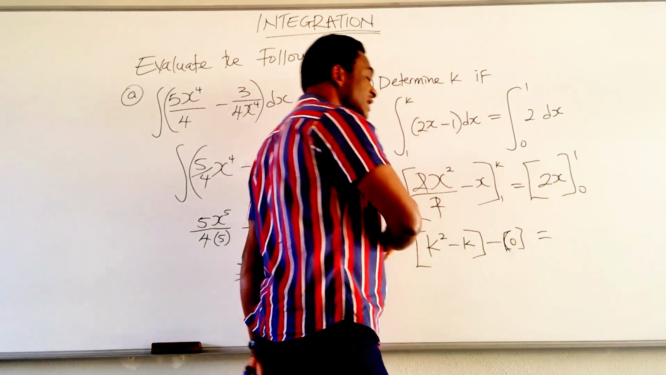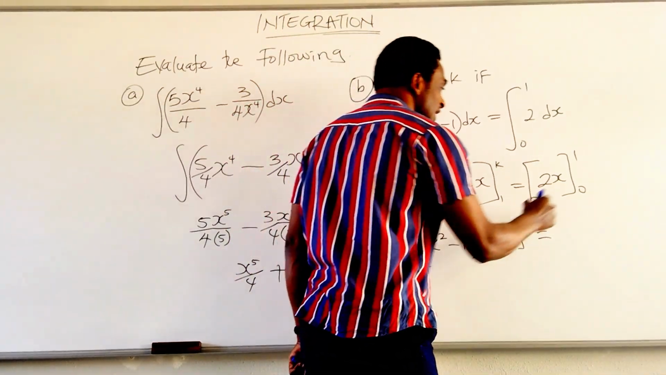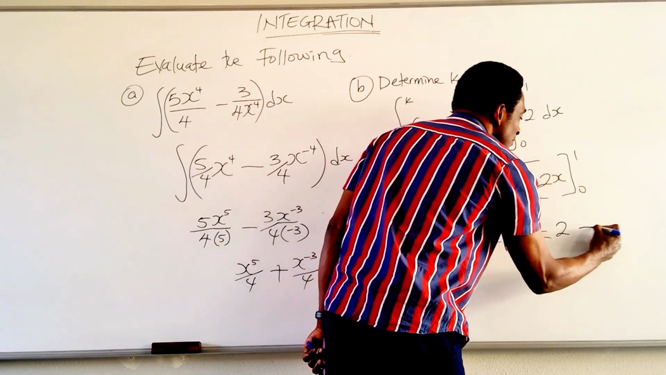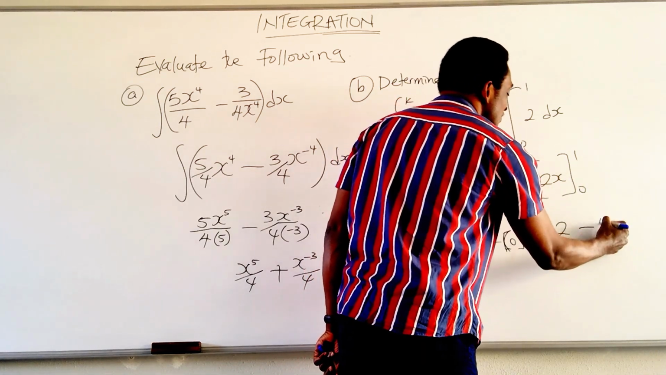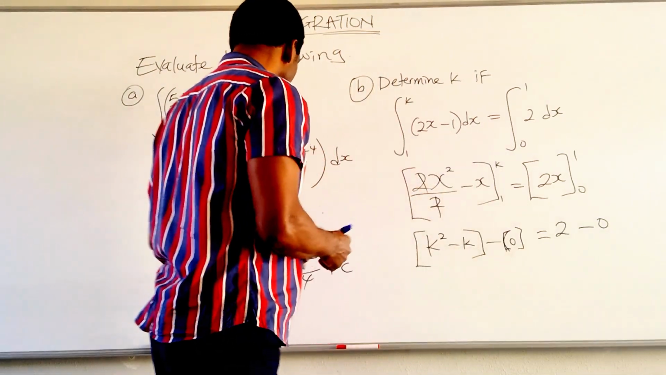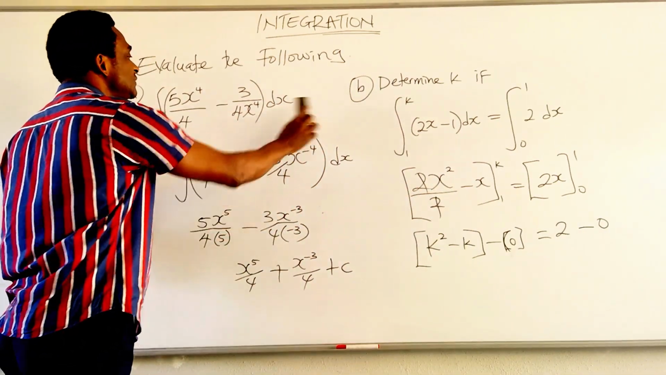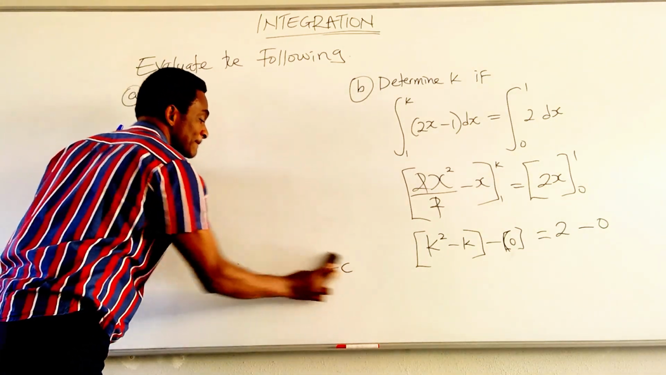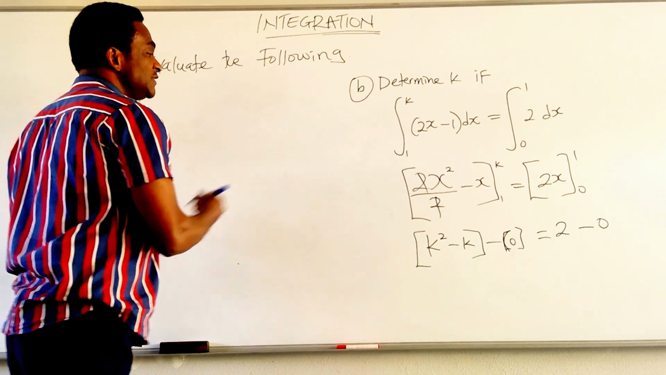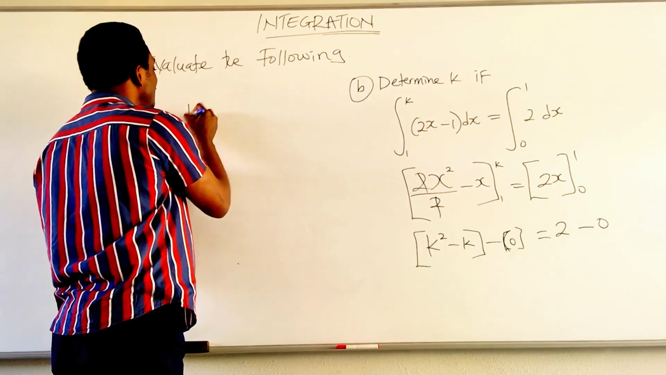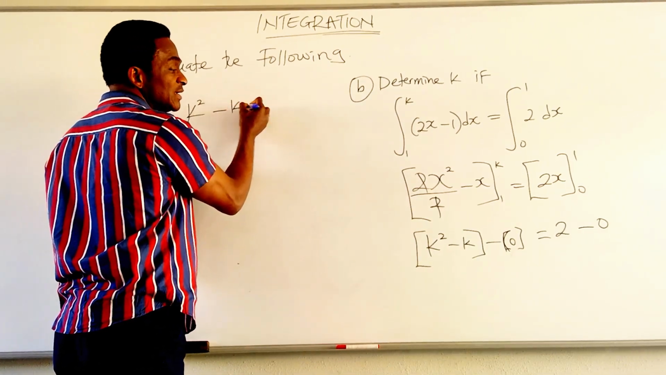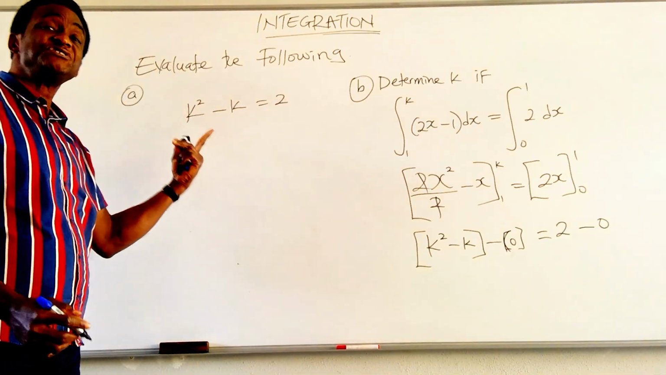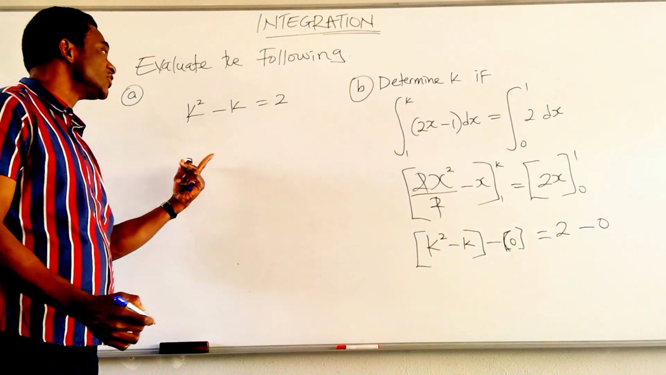So we have dealt with the left hand side. Let's go to the right hand side. When x is 1, we have 2 times 1 is 2, minus, when x is 0, 2 times 0 is 0. So we will have this expression: on the left hand side we have k squared minus k, on the right hand side we have 2. So with this, we have generated an expression that we can use to solve for k.